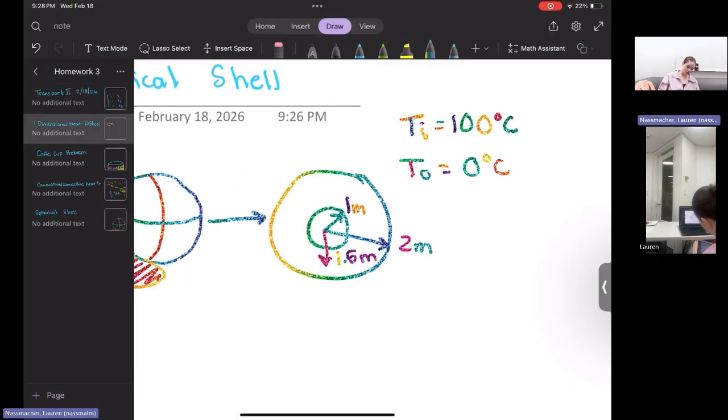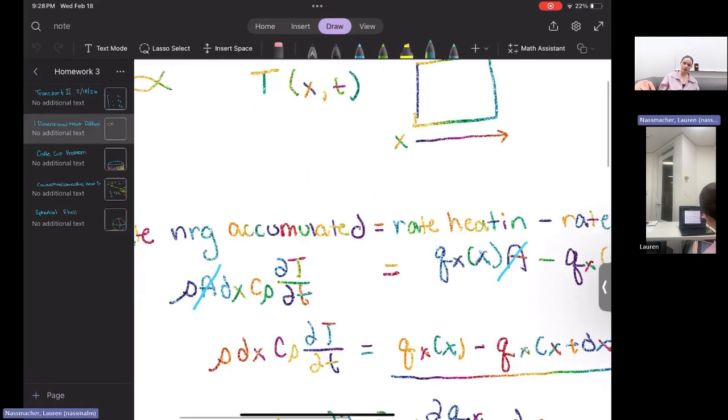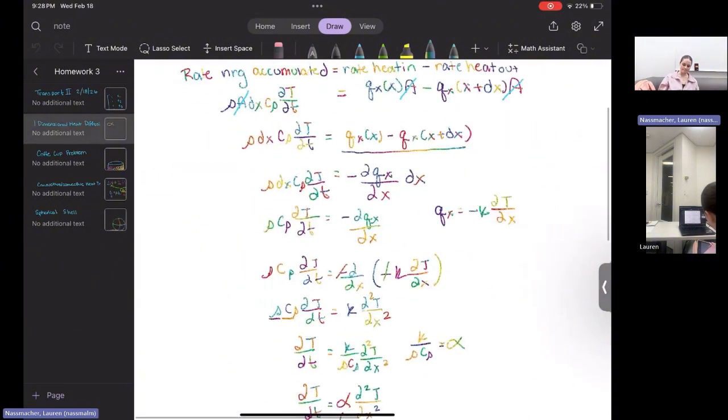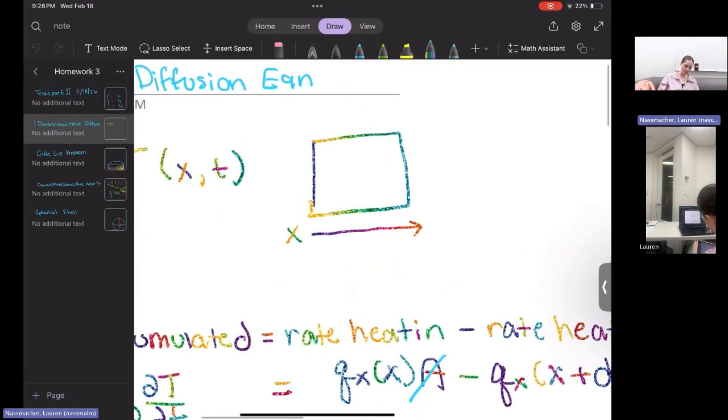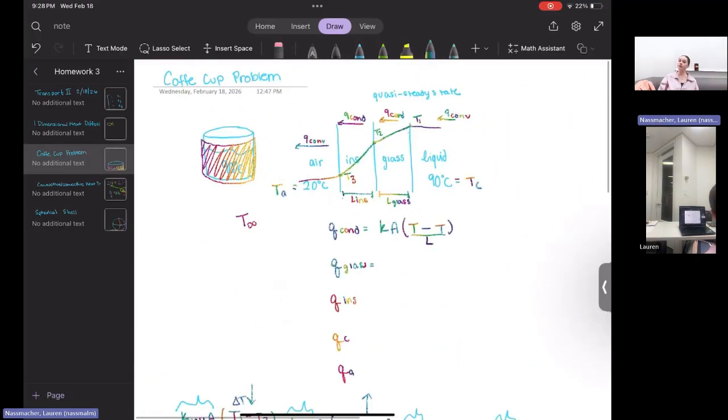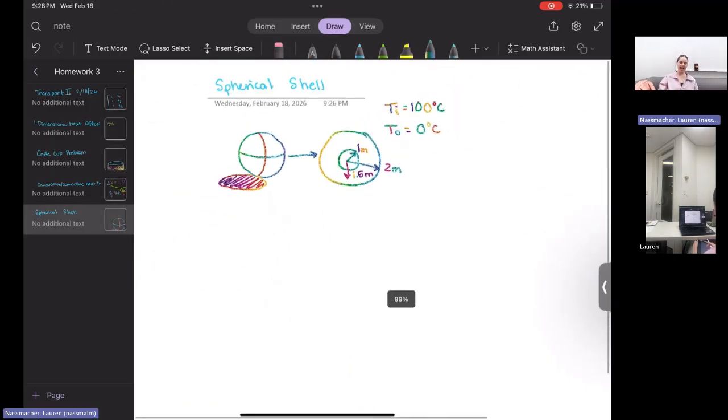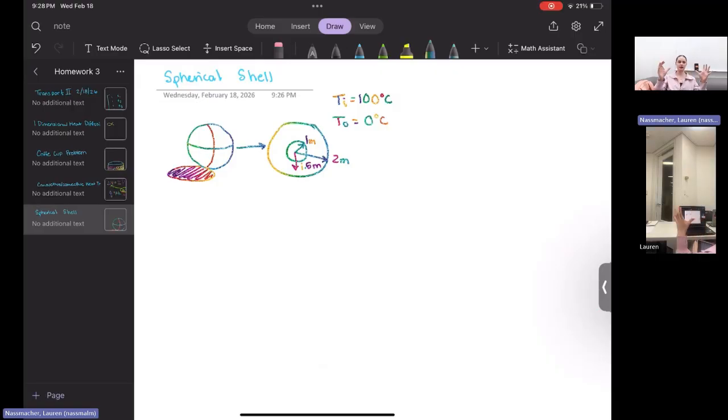You might think that you can use the thermal conductivity equation from any of the problems that we did before, the one-dimensional heat diffusion equation for a slab, or the coffee cup problem, but no, you can't, because it's a sphere, right? And the way that heat diffuses through a sphere is different than through a slab.